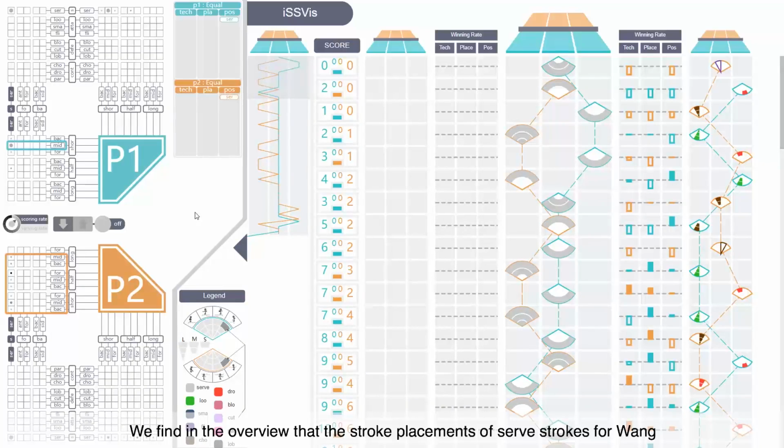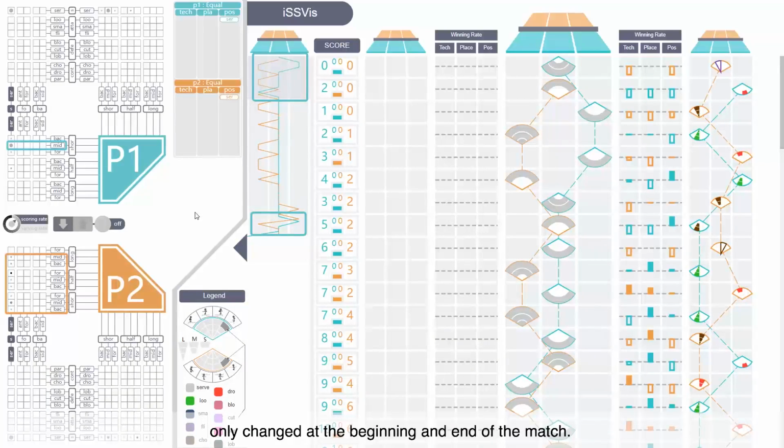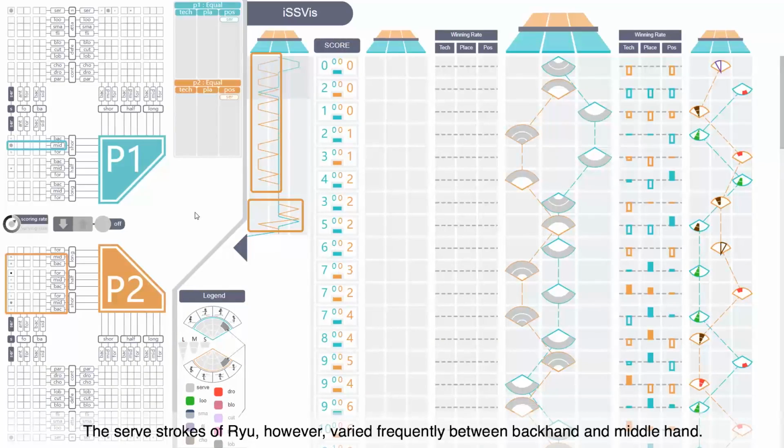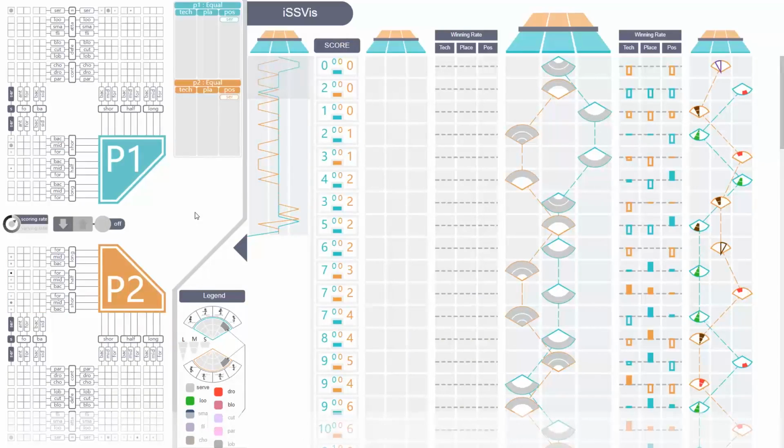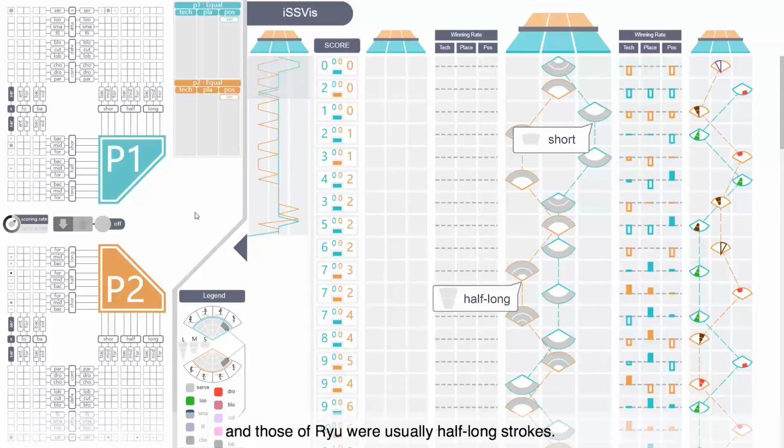We find in the overview that the stroke placements of serve strokes for Wang only change at the beginning and end of the match. The serve strokes of Rio, however, varied frequently between backhand and middle hand. Two players had distinct features in the stroke placements. We further find that most of the serve strokes of Wang were short strokes and those of Rio were usually half-long strokes. Wang was better in controlling the length of serve strokes than Rio.